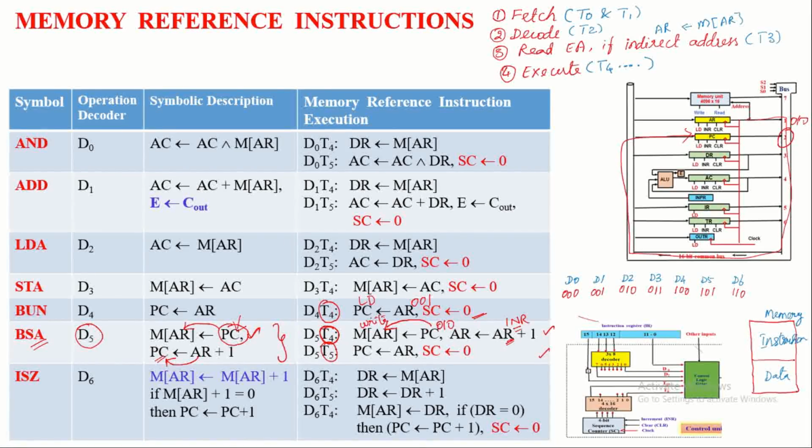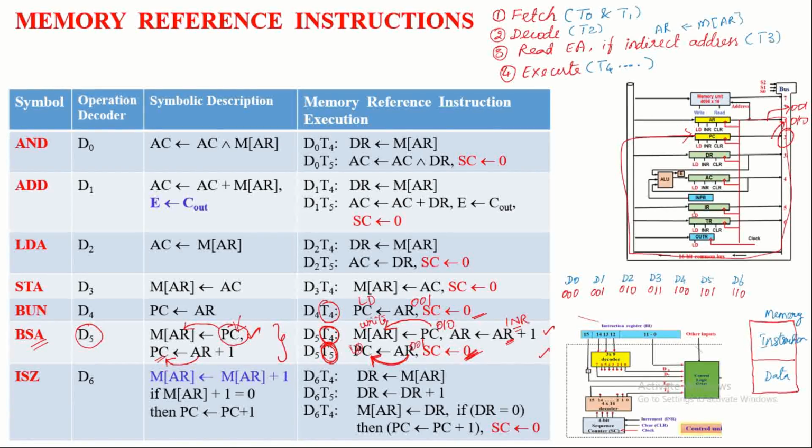During the timing signal T5, the address of the instruction which is available in the address register is transferred to the program counter register. Here the data transfer from the address register to the program counter register can be achieved by setting the selection signal values as 001 and by enabling the load signal of the program counter register during T5. At the end of the instruction execution, the sequence counter value is also cleared.